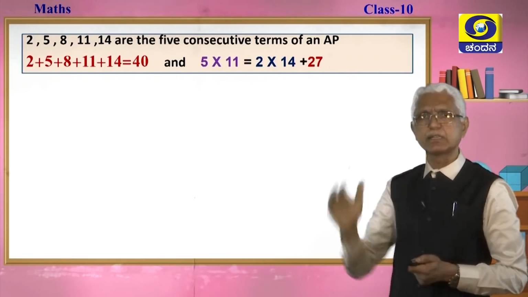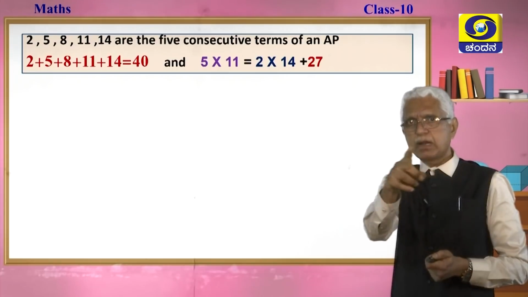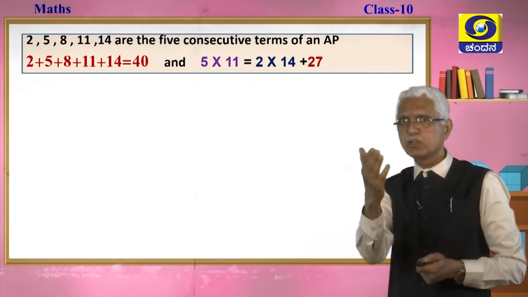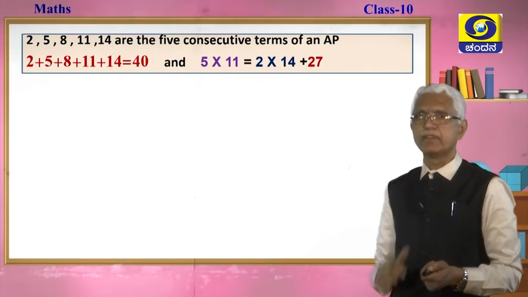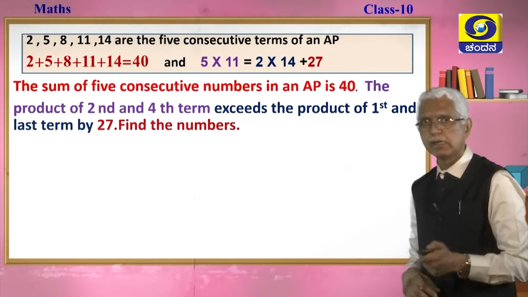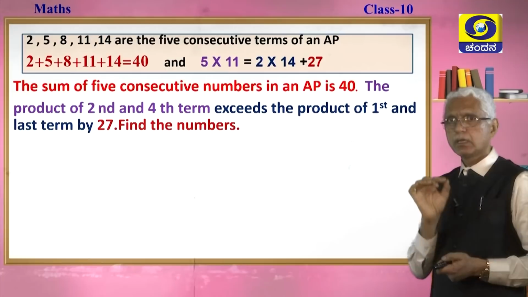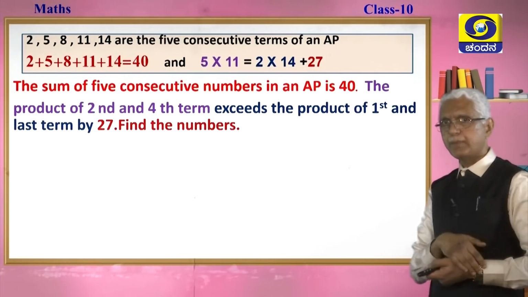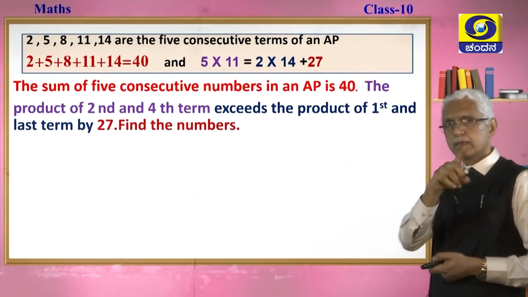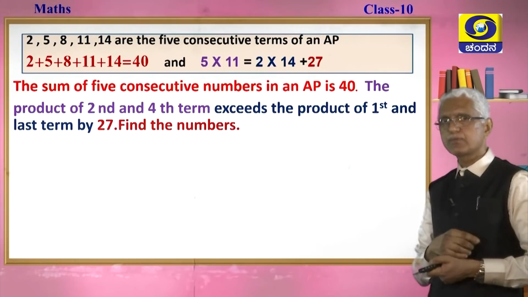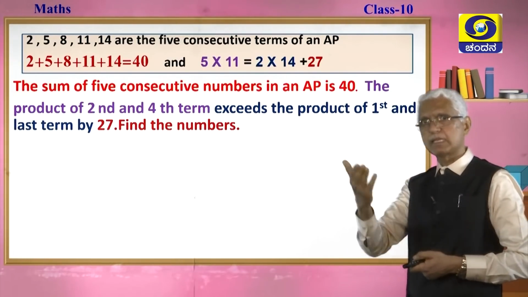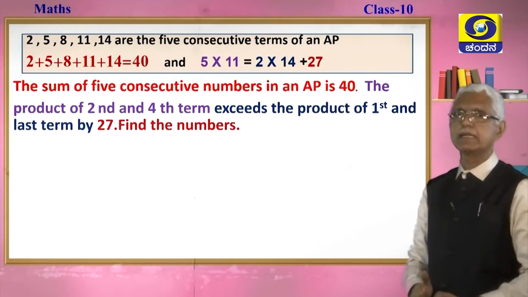That is wonderful. There is another problem. 2, 5, 8, 11, 14 are the 5 consecutive terms of the AP. They are the 5 consecutive terms, correct, and sum of them is 40, and they have given you something else. Construction of the problem we will see. Please read. Okay, now I will go slow. 5 terms are in AP, wonderful. Sum of 5 consecutive terms is 40, correct. 2 plus 5 plus 8 plus 11 plus 14 is 40, excellent.